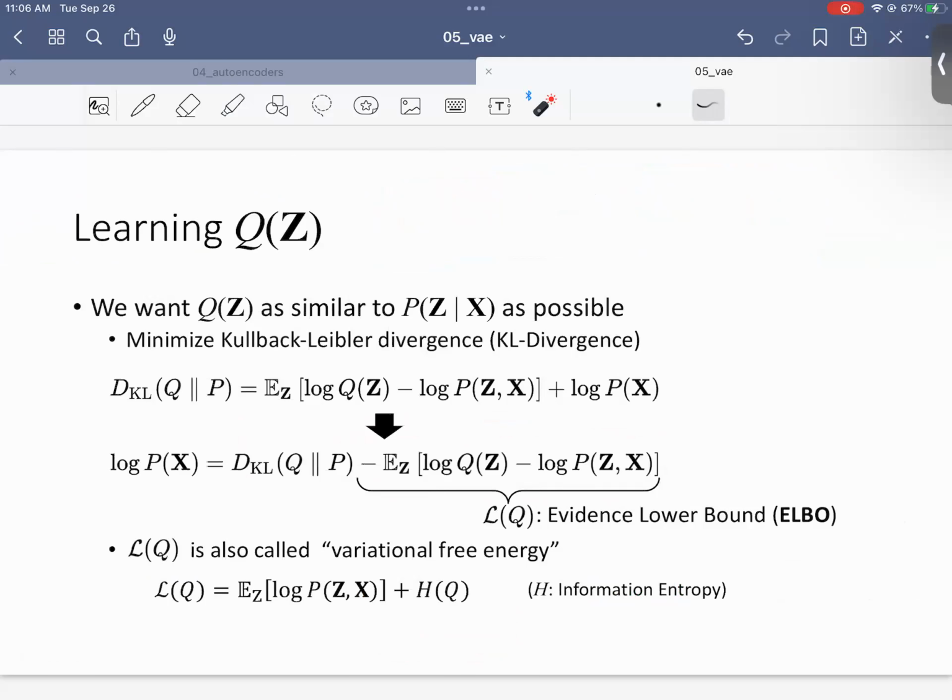Sometimes people call this L(Q), the variational ELBO. Sometimes people call this variational free energy, and you can kind of see why. If you look at this term, this is exactly entropy, so sometimes people interpret this as an energy, like a thermodynamics thing, and call it variational free energy. But this is just a side story.